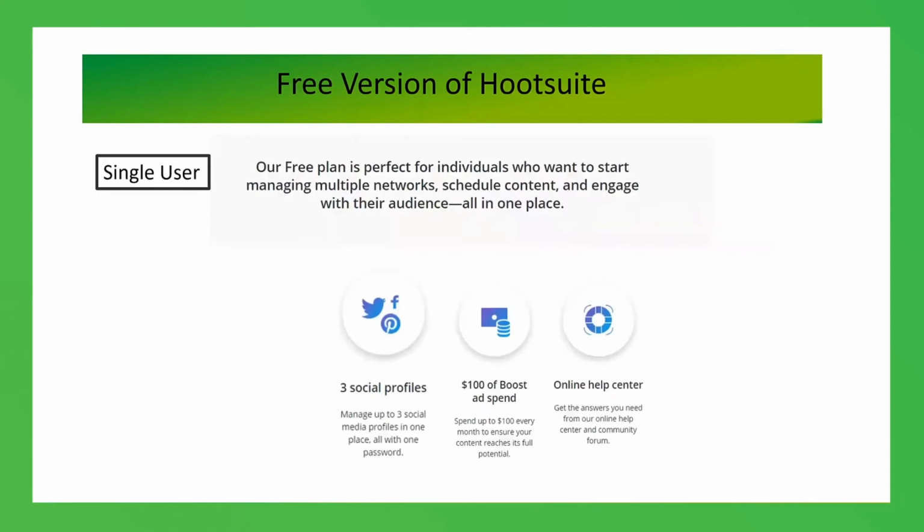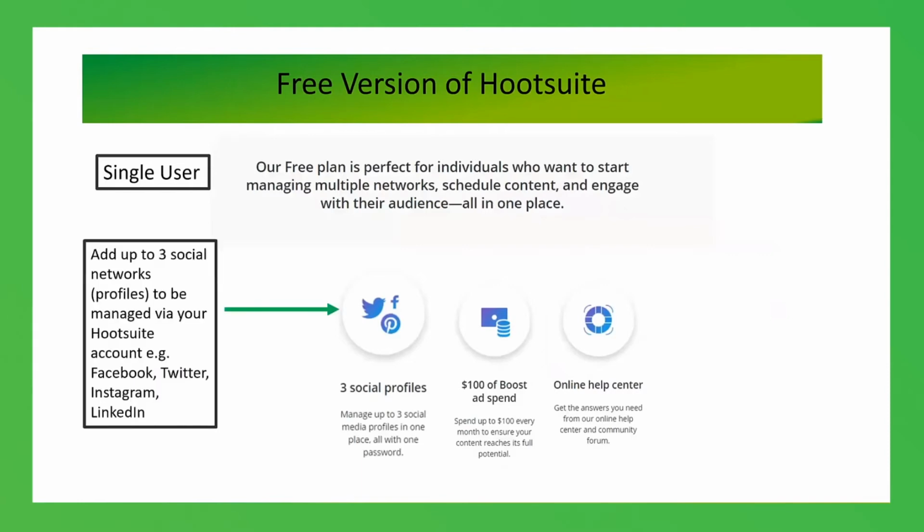So what do you get with the free version of Hootsuite? One of the important things to realise with the free version is you can only have one user. So it's fine if you're a very small organisation that only has one person doing your social media, but it's not so good if you have more than one person managing your social media. The other thing in the free version is you can add up to 3 social networks. So that might be, say, Facebook, Twitter, and Instagram, or Facebook, Twitter, and LinkedIn. So you can only have up to 3.